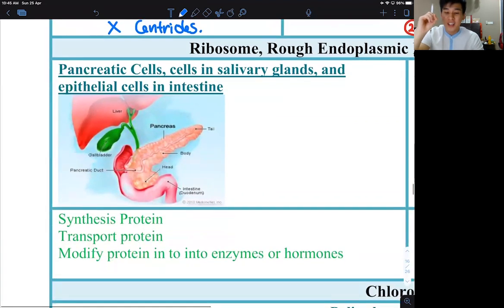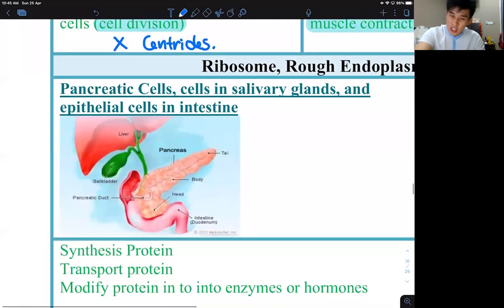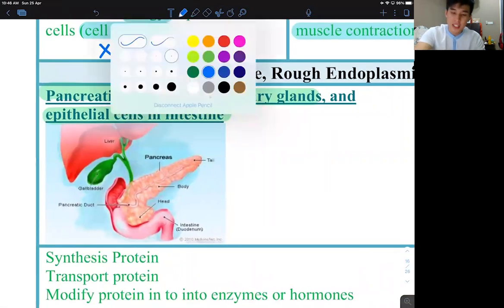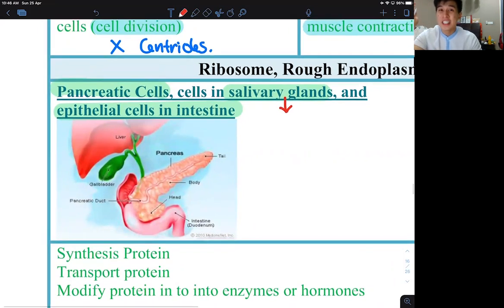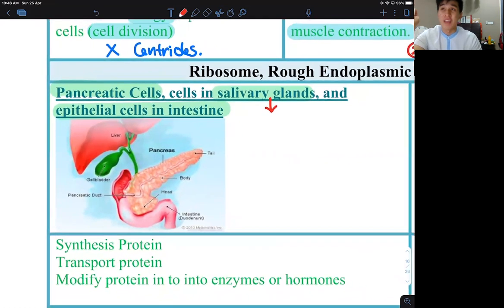More commonly, your digestive organs, because digestive organs produce digestive enzymes, which are made of protein. So questions usually like to ask about digestive organs. For example, pancreatic cells, the cells in the pancreas, salivary glands in your mouth, and epithelial cells in the intestine, which is basically your small intestine. Let me test you a bit. Last time you learned one: your saliva can also digest food. What is the enzyme inside your saliva? Yes, you remember, we call it salivary amylase.